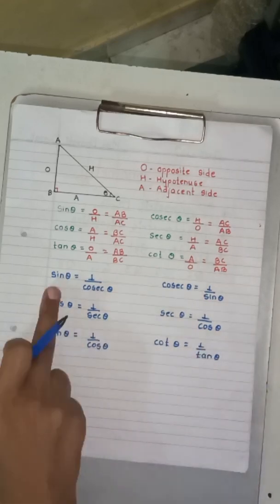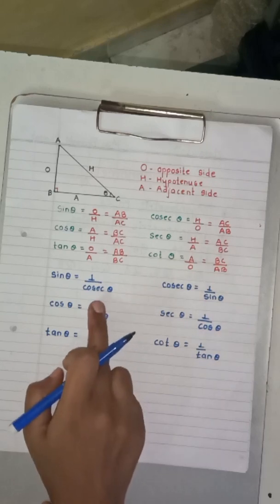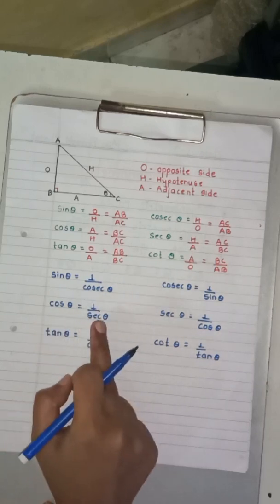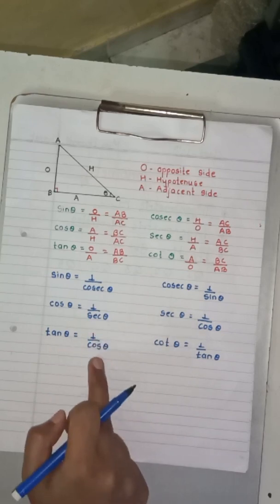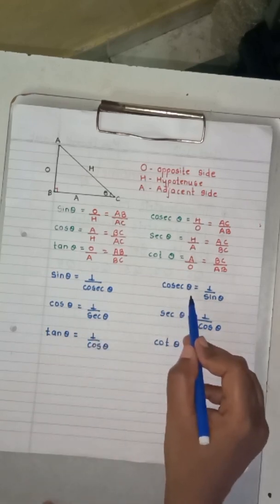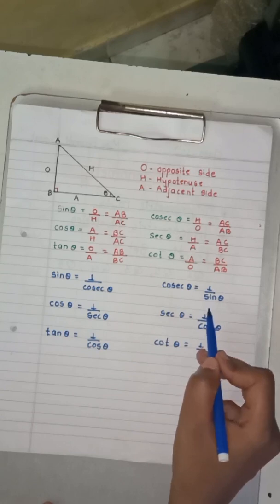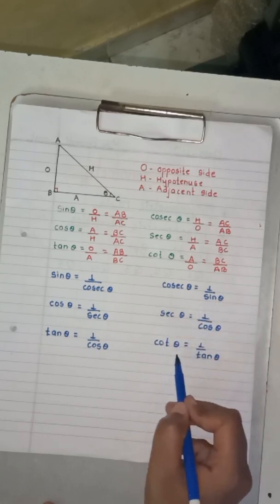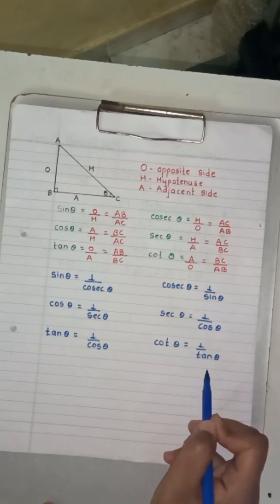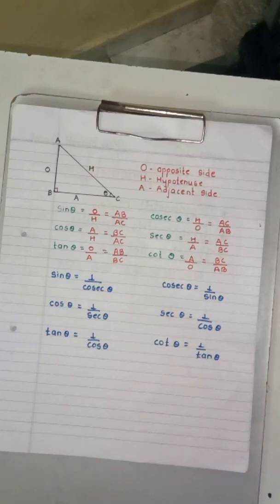So sine theta can also be written as 1 upon cosec theta, cos theta as 1 upon sec theta, tan theta as 1 upon cot theta, cosec theta as 1 upon sin theta, sec theta as 1 upon cos theta, and cot theta as 1 upon tan theta.